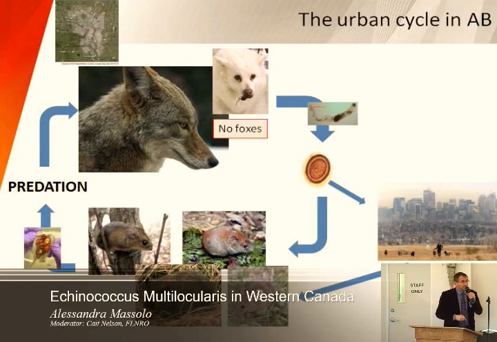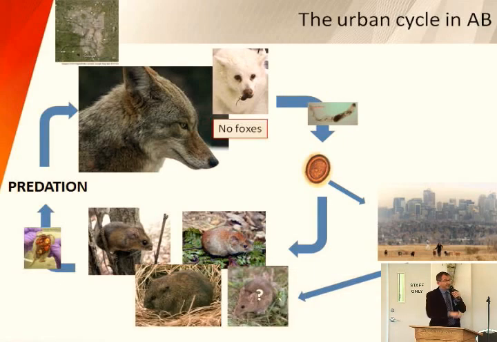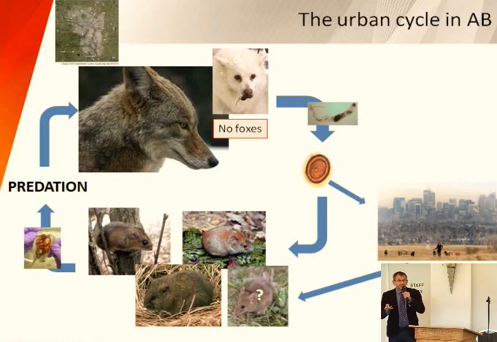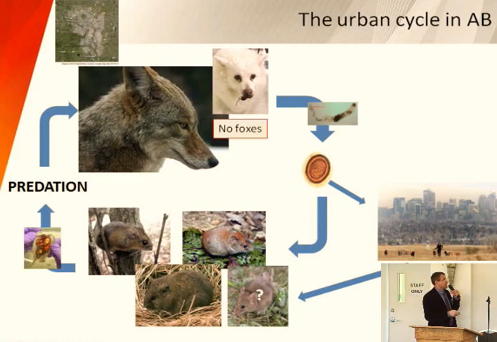We also investigated the main intermediate hosts, and the most relevant are probably the meadow voles and the deer mouse. Those are the key players in this transmission route. In Calgary we have a lot of off-leash areas where dogs and people walk together, and of course they interact with coyotes. And one of my former PhD students, Anya Smith, is here.